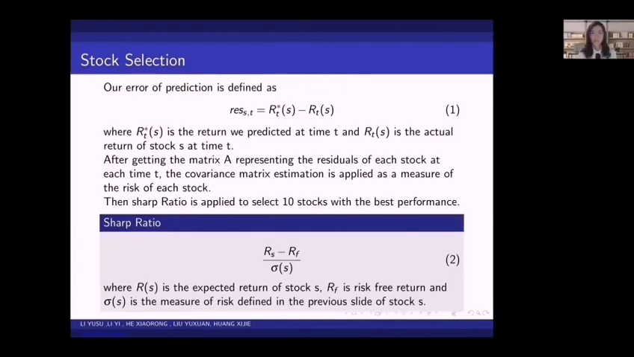The next step is stock selection. We select the 10 stocks with the best performance based on Sharpe ratio to construct our final portfolio. RS is the return we predicted. RF is the return of 1 year US Treasury bills. Then we need to find sigma S.